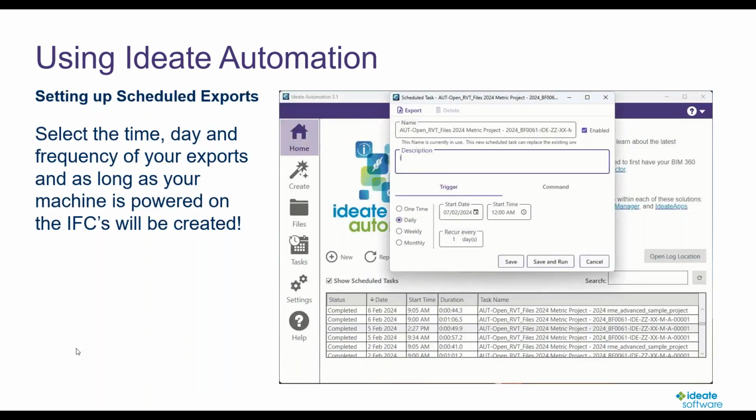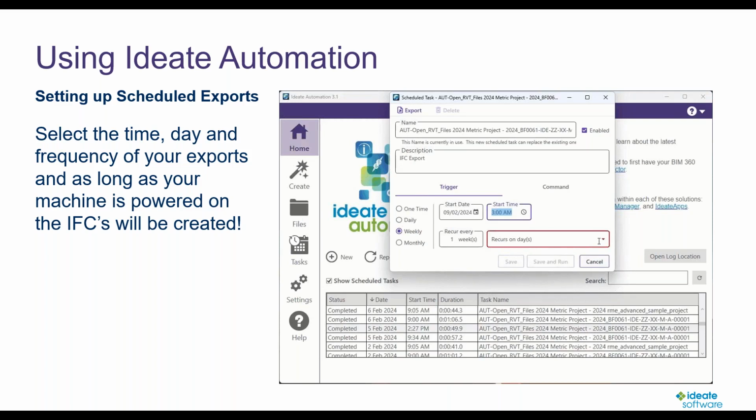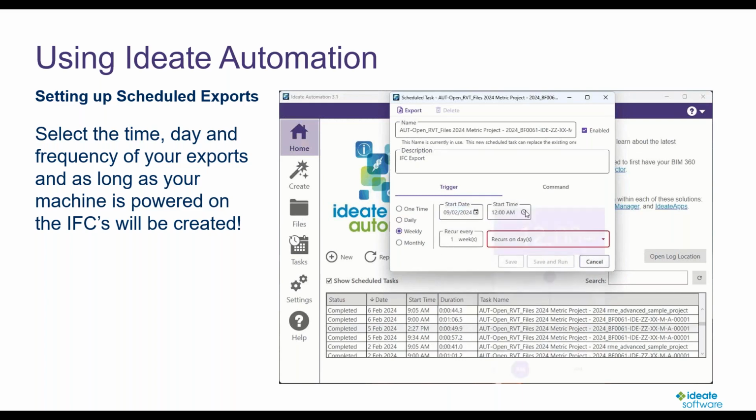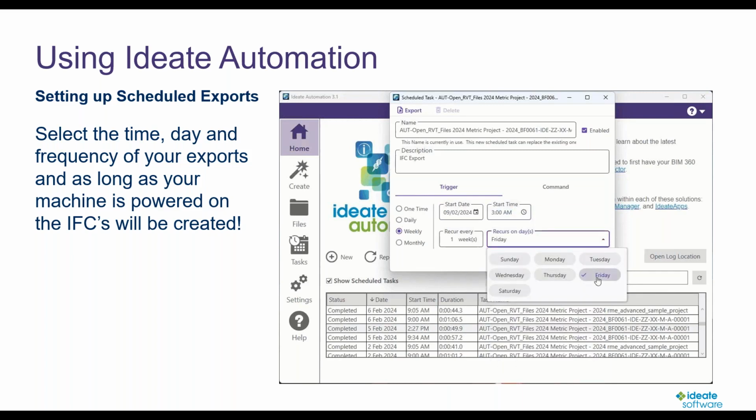And then the next thing is creating those scheduled tasks. I've just completed my IFC export, as you saw on the previous slide. Now I'm going to schedule this task to run when I want. So I'm going to put in the description there. I can select the frequency, so whether it's one time, daily, weekly, or monthly. I can specify a date. I want that to start tomorrow, and I want that to start at 3 a.m. in the morning. That's going to be once a week, every Friday. So once that's saved, that task will run.